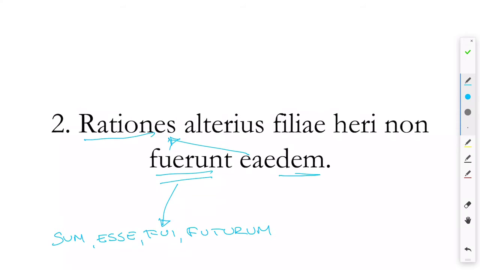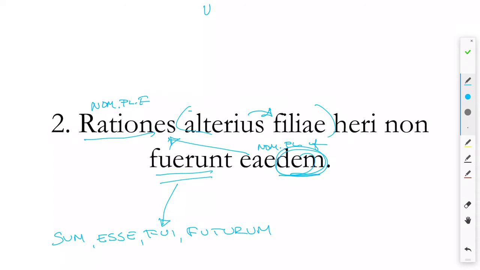Remember, anytime you have this dem at the end of the pronoun, it means the same. So this is nominative, plural, feminine, and eidem is nominative, plural, feminine. Alterius filiae. What do we do with the alterius filiae? The filiae could be nominative, plural, but we've already determined that rationes is the subject. Filiae could be genitive singular, could be dative singular. This alterius is a clue. Alterius, believe it or not, modifies filiae.